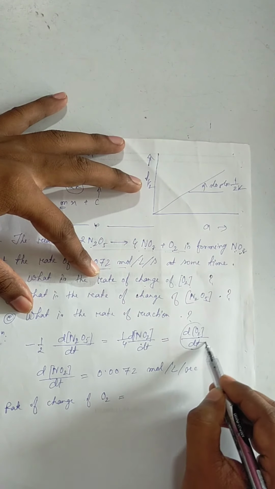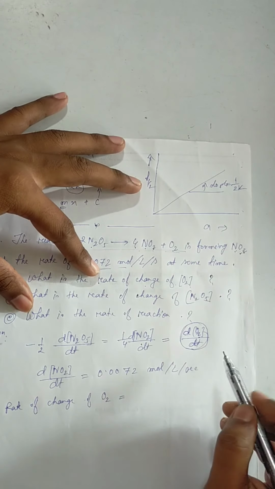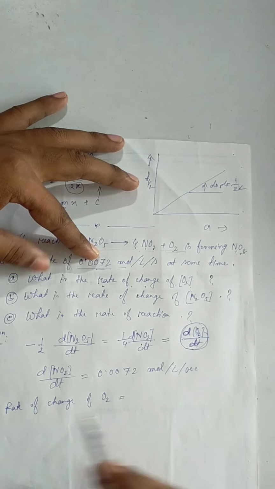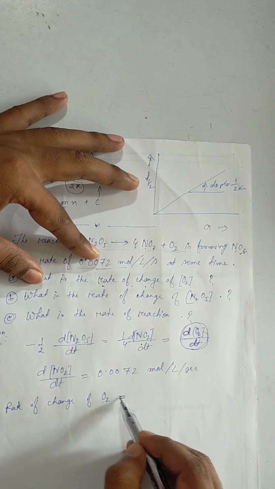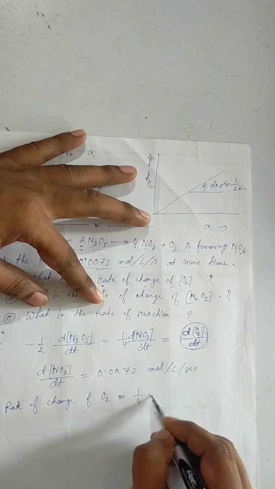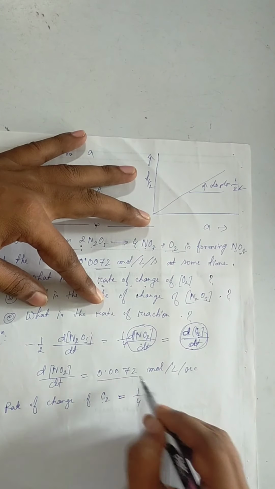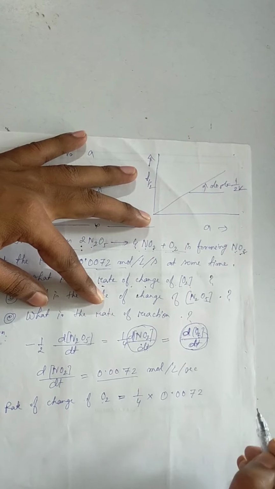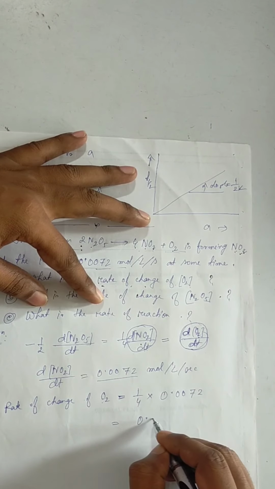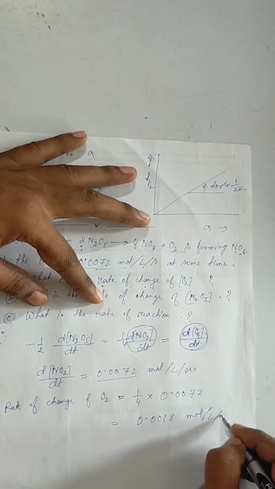Okay, so we are going to evaluate d[O2]/dt. That means rate of change. Rate of change means d by dt. So we are evaluating this. If we compare, it is 1 by 4, and d[NO2]/dt is given, equal to this one. So we can write this, and it will be 0.0018 mole per liter per second.